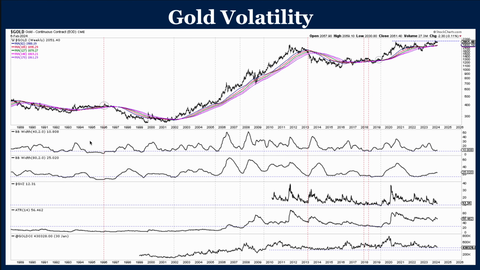And so here we have the volatility indicators. These are just a couple different Bollinger band widths. Then we have GVZ here, it's basically the gold VIX. That's all you need to know. Average true range is another indicator. And then this isn't a volatility indicator, but it's more of a sentiment indicator. You could say the open interest on gold. And I'll start with that.